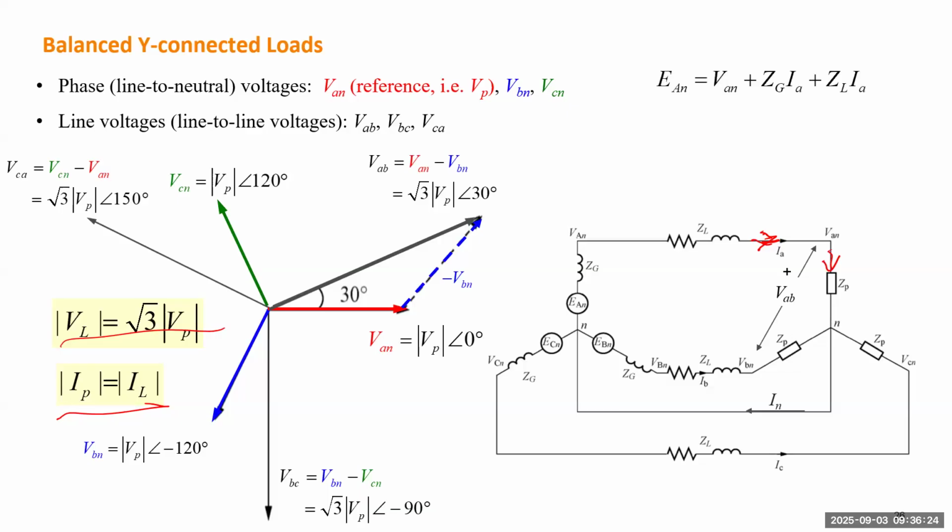And you can utilize Kirchhoff's voltage law to calculate the voltage on the source side, because you know the load voltage, and you also know the voltage drop along the transmission line and the voltage drop along the internal impedance of the source. So you can calculate the source voltage. Similarly, on the source side, the three voltages also have 120 degree displacement in the positive phase sequence.